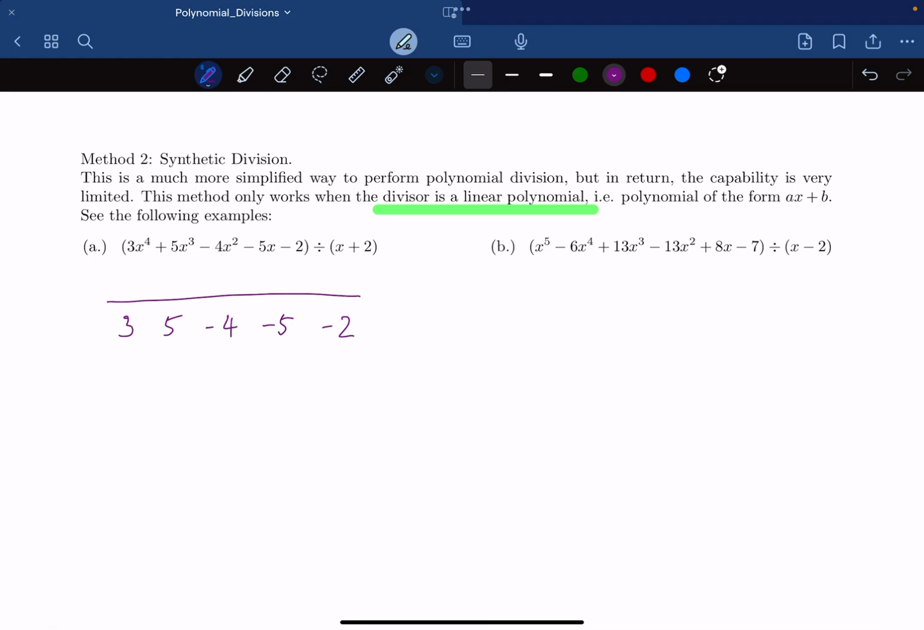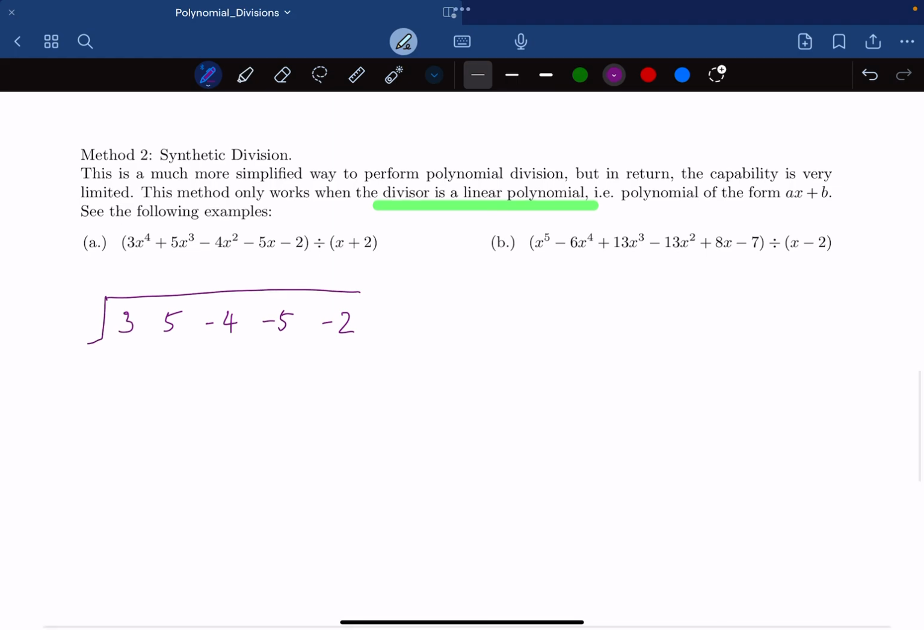And instead of writing the division sign here, I'm just not going to worry about that line right there. And in fact, this thing on the side here, I'm just going to write a nice box instead of a little weird squiggle. What I'm going to put in this box is not the coefficients of the divisor. Instead, it is the number that's going to make the divisor equal to 0.